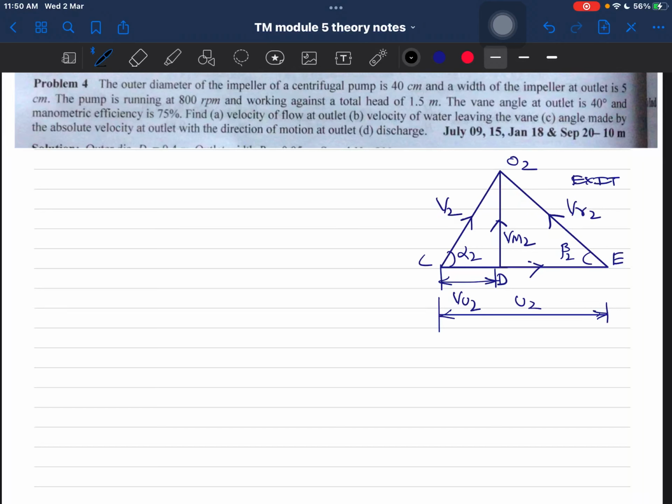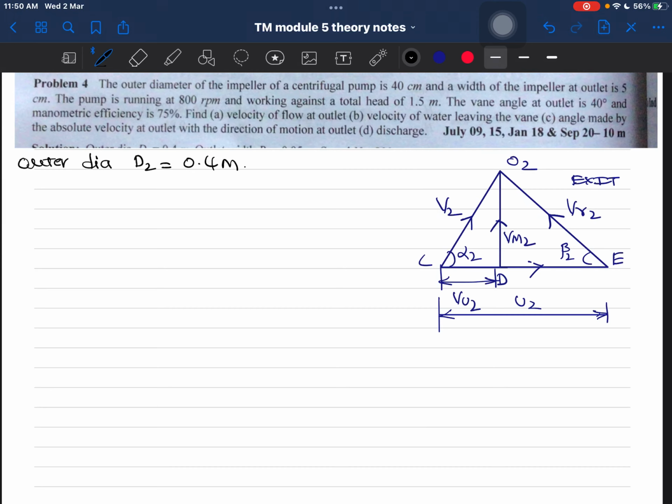Okay, so we'll try to solve one more problem on centrifugal pumps. The outer diameter of the impeller of the centrifugal pump is 40 centimeters. So outer diameter D2 is equal to 40 centimeters. In meters it is 0.4 meters.